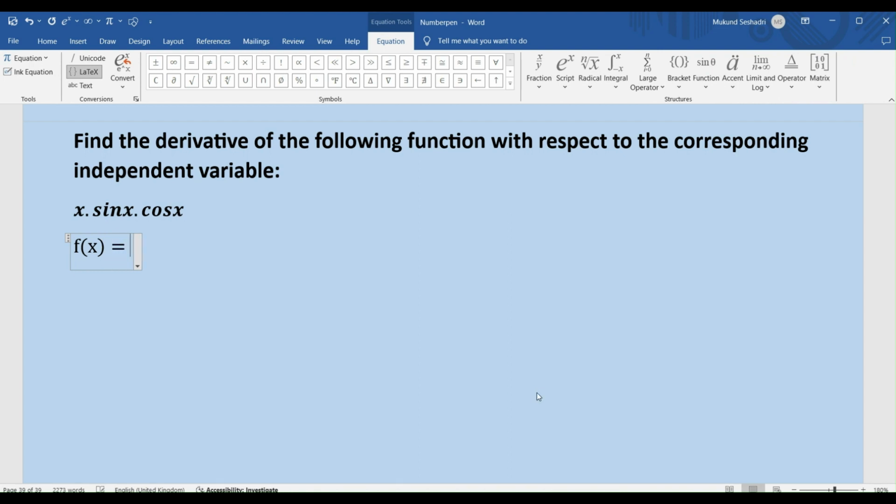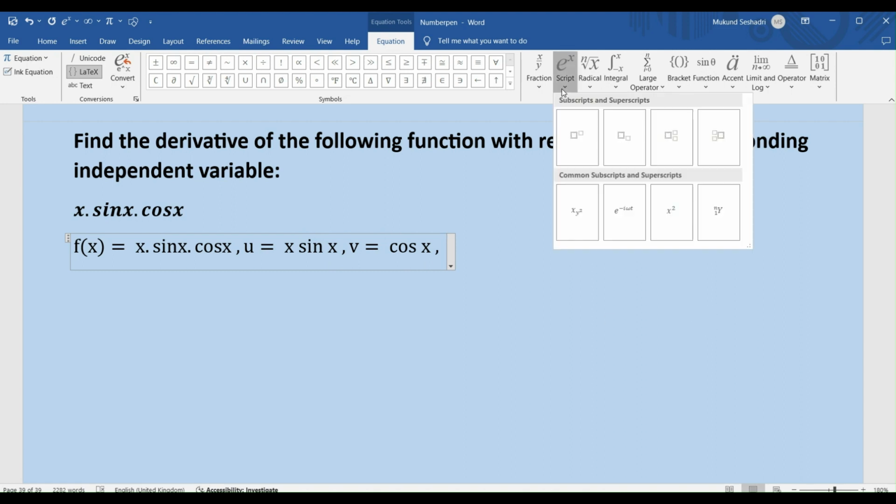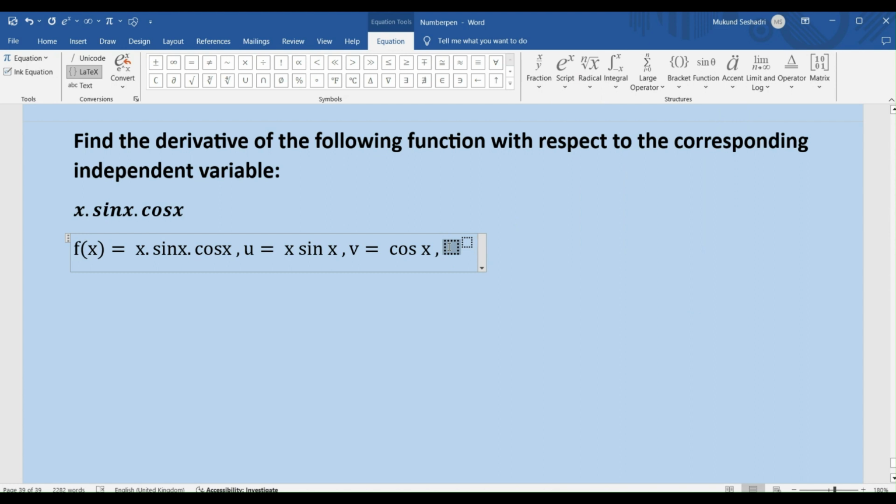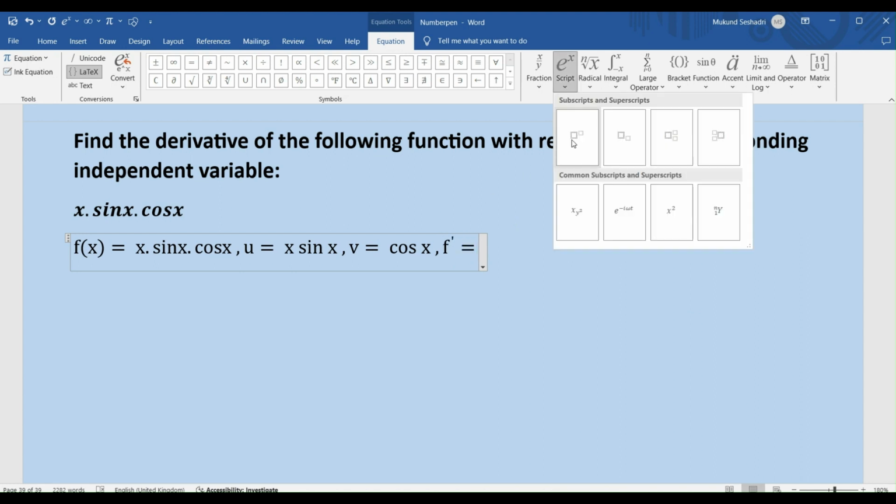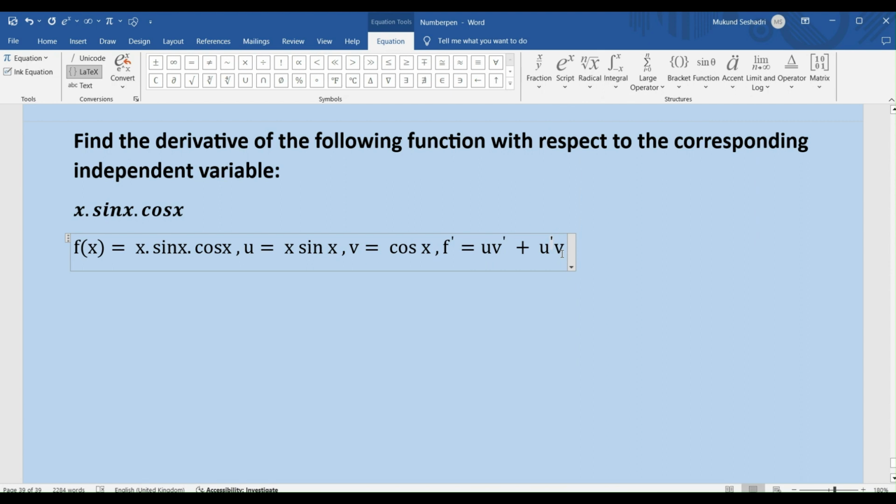My f of x looks like it's a product of three functions, right? So I'm still going to express it in the UV format. So my u of x, let me combine x and sine x, right? And then my v of x is cos x, right? And what is my f dashed? My f dashed is u v dashed plus u dashed v, right? So there we have our f dashed.